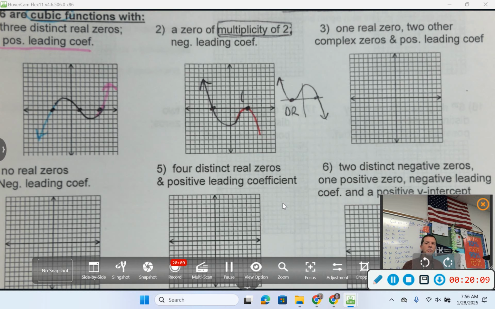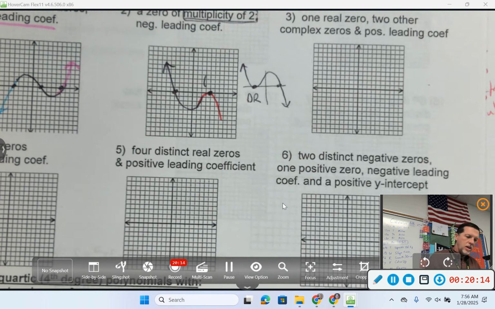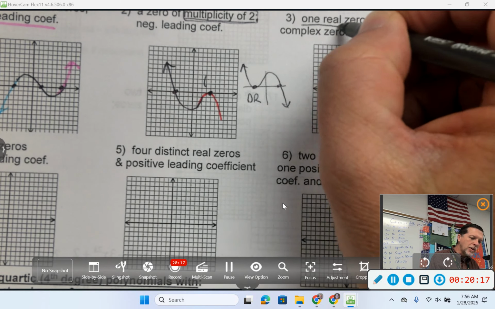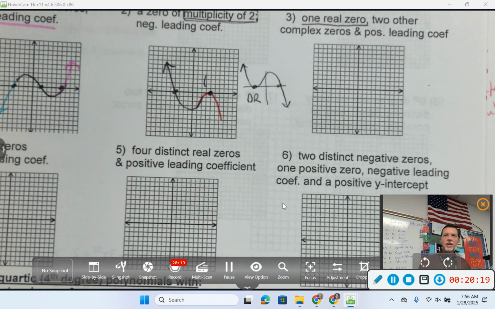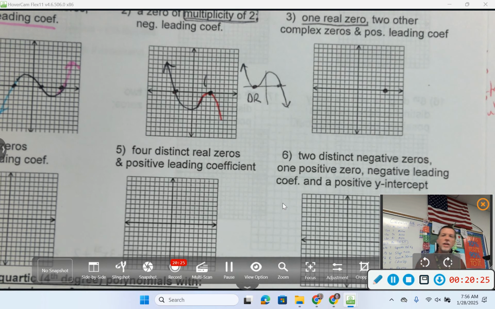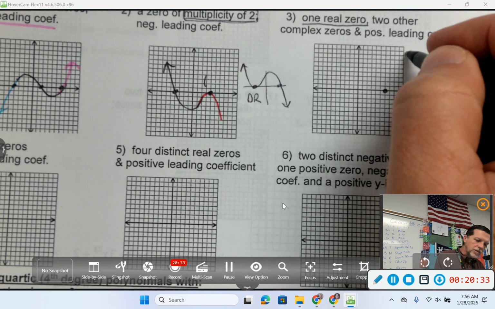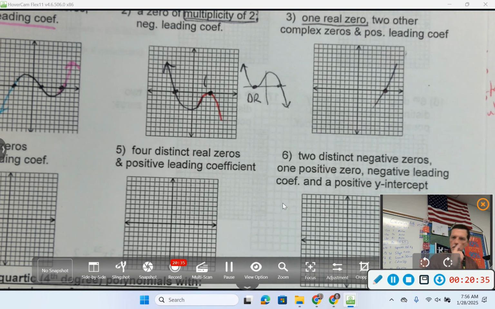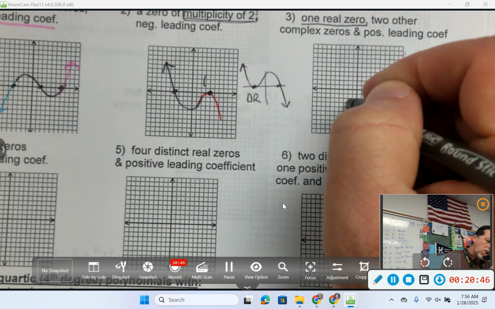Okay, now number 3, one real 0, 2 other complex zeros, a positive leading coefficient. Okay, one real 0. So how many times am I crossing the x-axis? Once. So wherever you want to put it. 2 complex zeros. A positive lead coefficient, so I've got to be going up at the end. Cubic, you just kind of squiggle it. It needs a squiggle in there somewhere. Just squiggle it where it doesn't hit the axis.